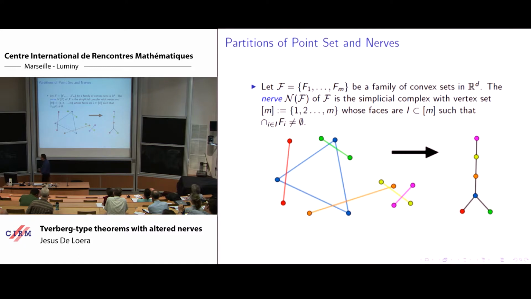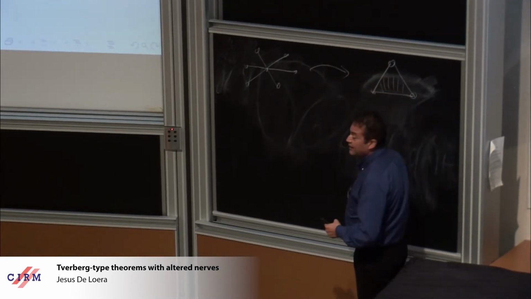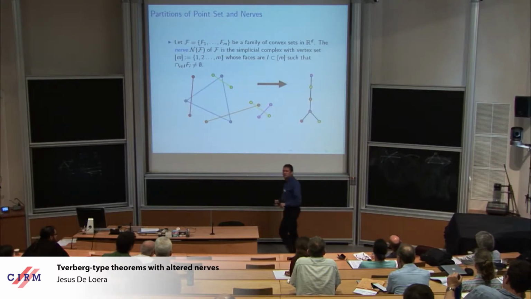For example, if I have 3 triangles that intersect on a point, so say, let's make it like this. I have 3 segments that have a point in common. Well, the corresponding simplicial complex, the nerve of this, will be a triangle, right? Are you with me, everybody? Questions? So that's a very important concept, the nerve.